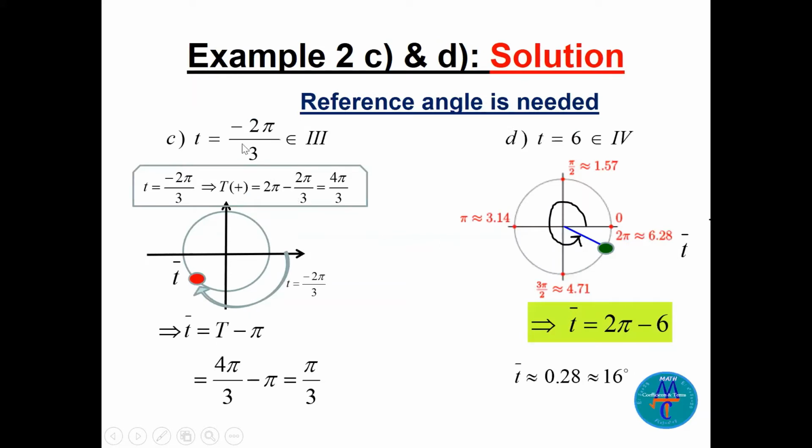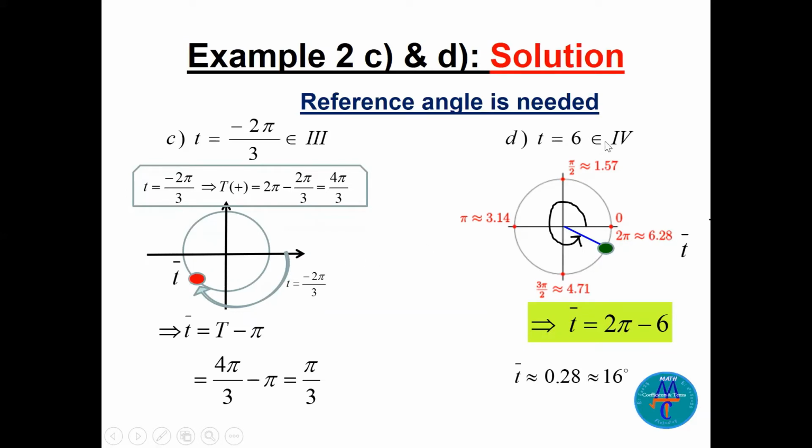Now minus 2 pi over 3. So minus 2 pi over 3 will be in quadrant 3. That's in the negative direction here. So what can you do? You can find the coterminal angle. You add 2 pi to this angle, and you get 4 pi over 3. Now, if the angle is in quadrant 3, we take the angle t, 4 pi over 3, minus pi. See the angle here in the positive, 4 pi over 3 minus pi will be pi over 3. So now the reference is here, t dash.